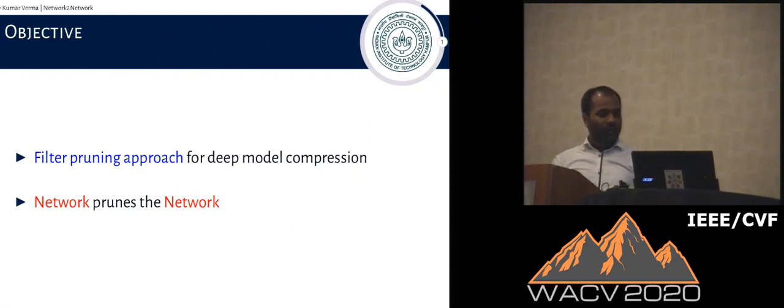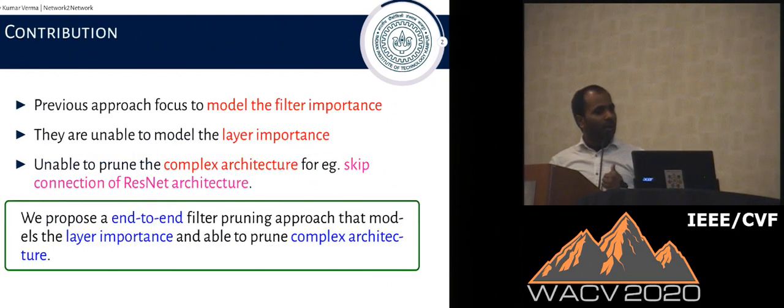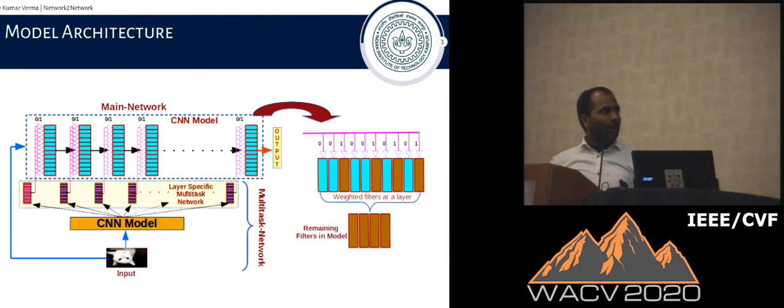With the help of this network-to-network pruning approach, we can get a high pruning ratio. Most of the previous approaches model the filter importance, but they are unable to model the layer importance. In this approach, we model the layer importance also, and the previous approaches are unable to prune complex architectures, for example, the skip connection in the ResNet architecture. In our approach, we propose an end-to-end filter pruning approach that models the layer importance as well as filter importance. Also, we are able to prune complex architectures.